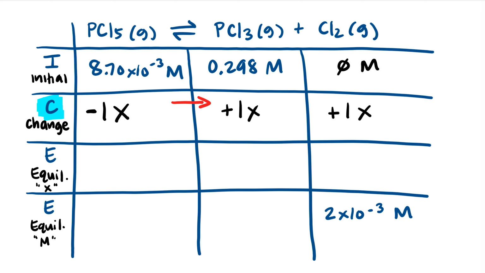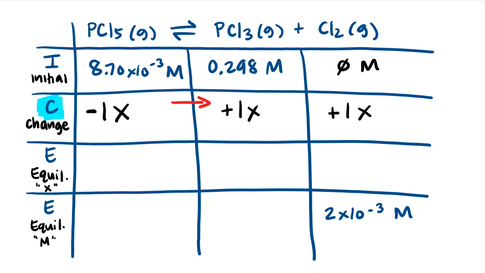We're making product. I'm writing an x for each one because x represents some quantity. And I'm writing a 1 for each one as its coefficient because I'm pulling down the coefficient from the balanced equation. And we're saying that for every 1 mole of PCl5, 1 mole of PCl3 is made, and 1 mole of chlorine is made.